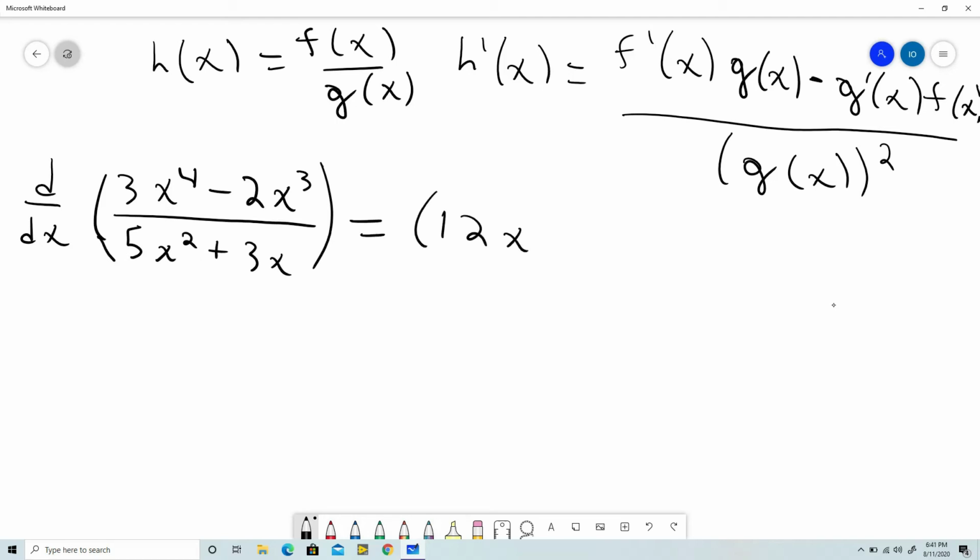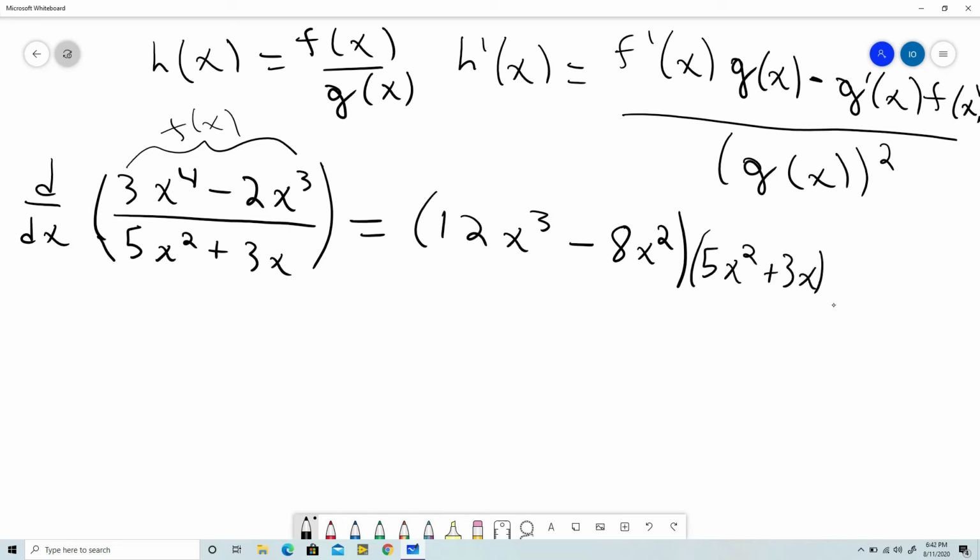So this would equal 12x cubed minus 8x squared. And what we did there is we just found the derivative of the numerator. So this would represent f of x. And then we're just going to multiply by the denominator, for what it is, we're not deriving it. Subtracted by 10x plus 3, which is the denominator.